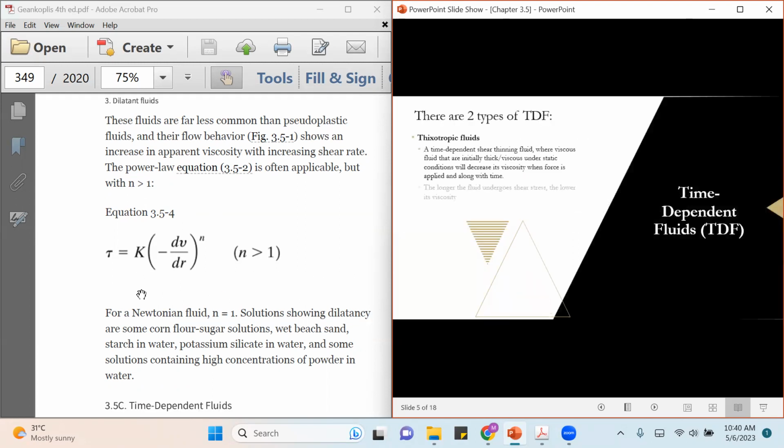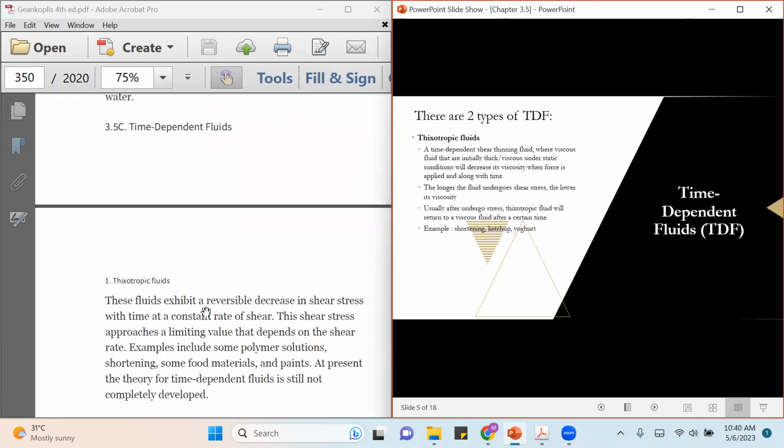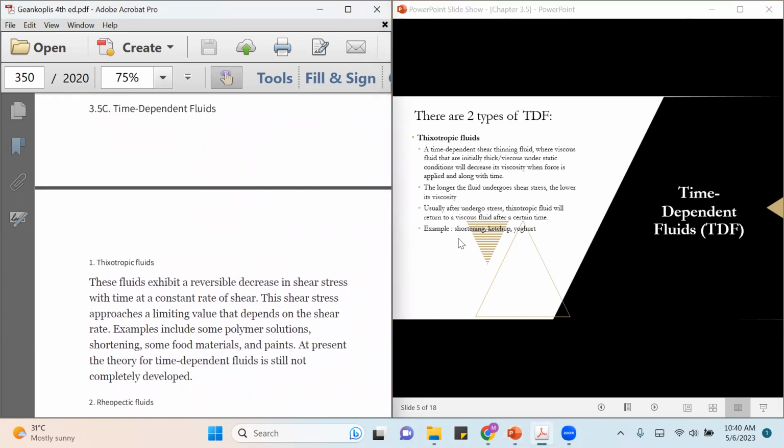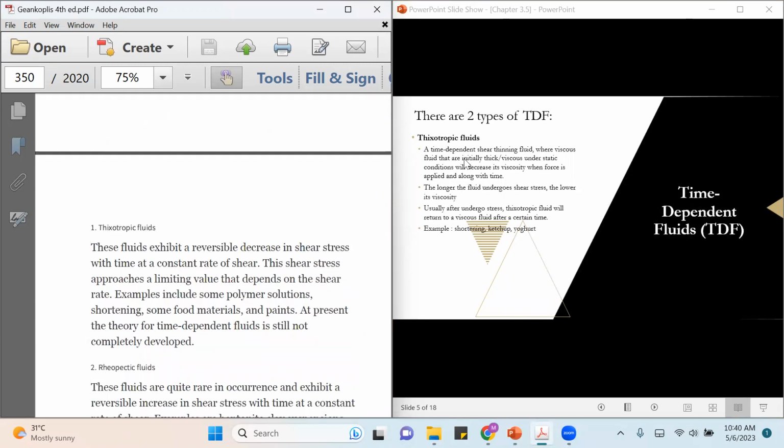Okay, so after TIF, we will go to TDF. There are two types of TDF. First is thixotropic. It's a time-dependent shear thinning fluid. So it's similar to pseudoplastic, because it's a shear thinning fluid.